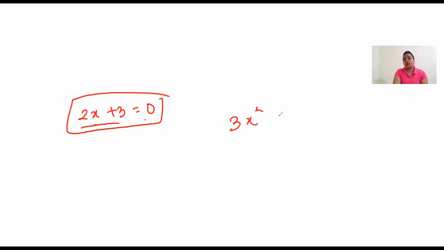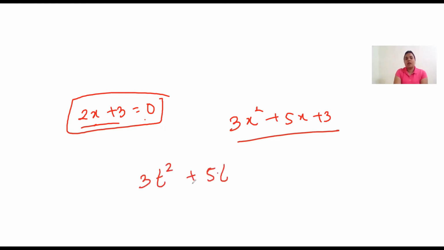Suppose that is 3x square plus 5x plus 3. Again, I have to find the value of x such that this value will be completely equal to 0. If it is t also, then also the same thing. In this case, we will have to find the value of t. So that is called the zero of the polynomial, where when we substitute the value over there, we get 0.